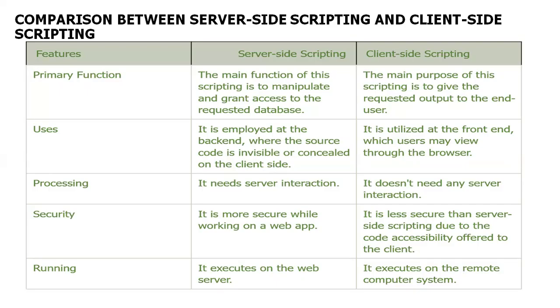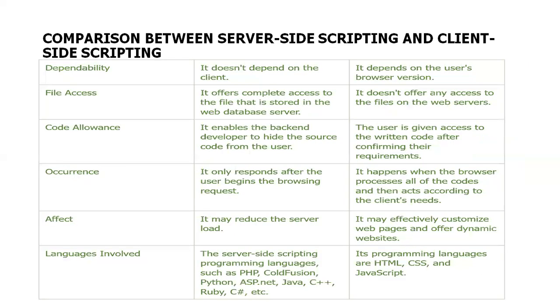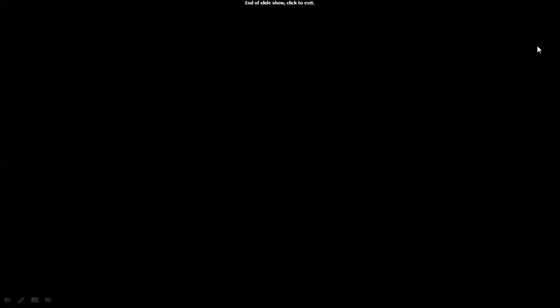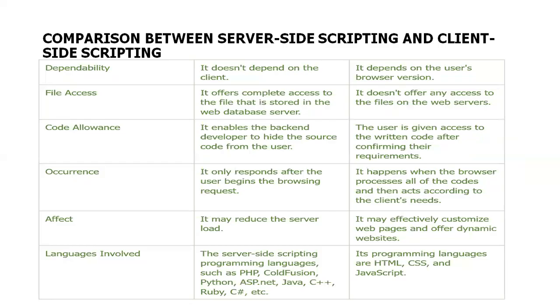Security: client-side is more secure while working on a web application, whereas server-side is less secure due to the code accessibility offered to the client. Execution: server-side code executes on the web server, on a remote computer system. Then dependability: client-side does not depend on the server, it depends on the user's browser version. File access: server-side offers complete access to the files stored in the web database server, while client-side does not offer any access to the files on the web server. Code allowance: it enables the backend developer to hide the source code from the user.